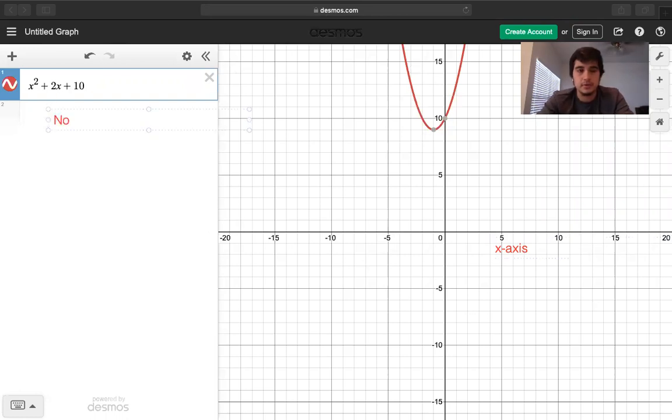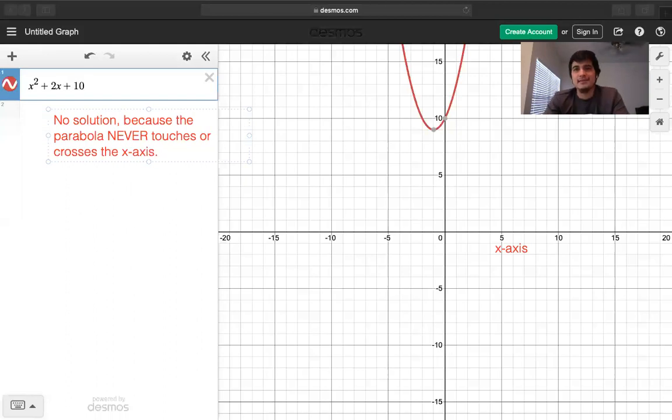Put a text box. There we go. No solution, because the parabola never touches or crosses the x-axis. Okay, it's that easy. If it never touches it, it's way up here. We can even zoom out and see it.